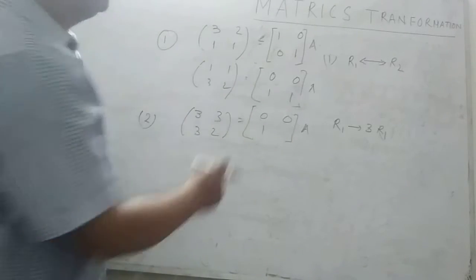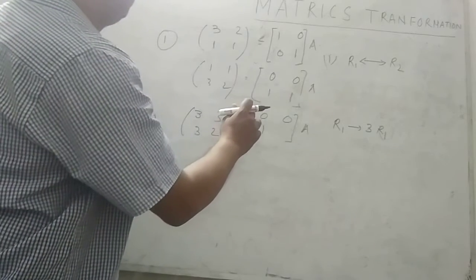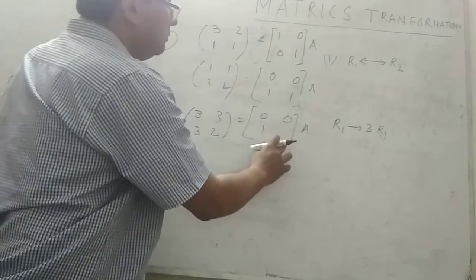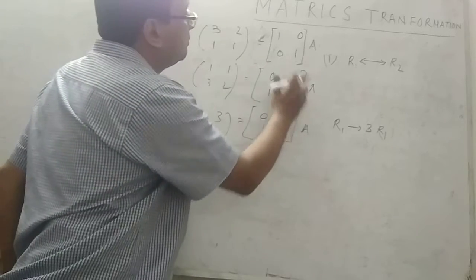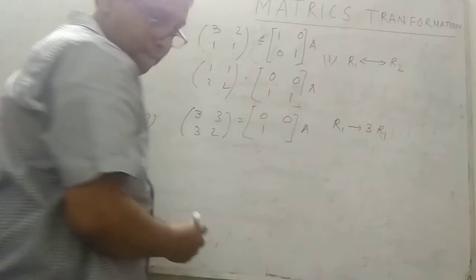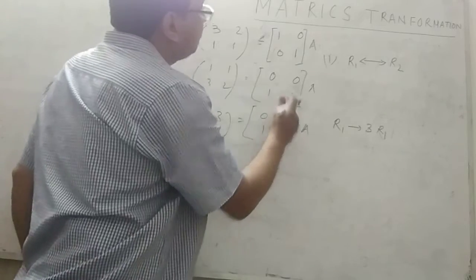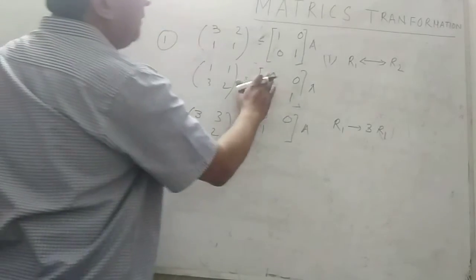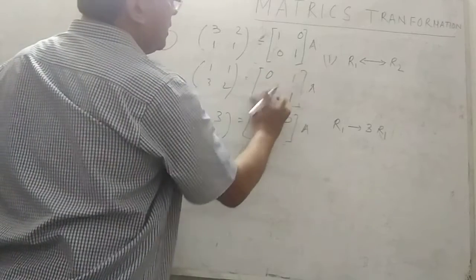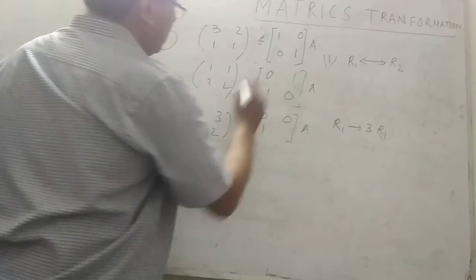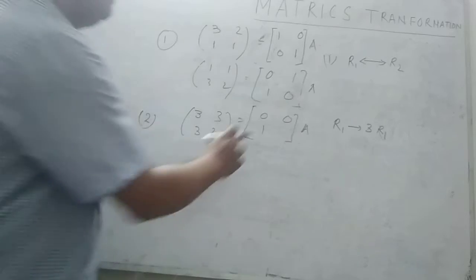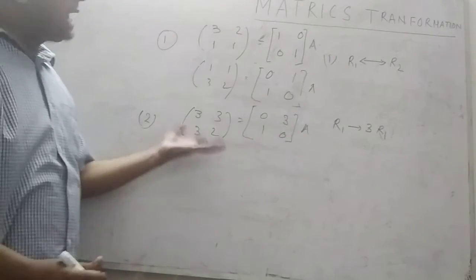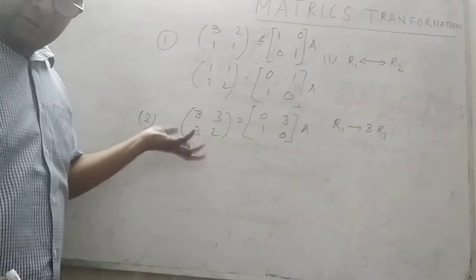1, 1, 3, 2. Here this is 1, 1, and 1, 0. Once I rewrite it, I can write this as 0, 1, 1, 0. And now if I want to multiply, this will now be into 3, and this is 0. So in this way, I can learn the second transformation.